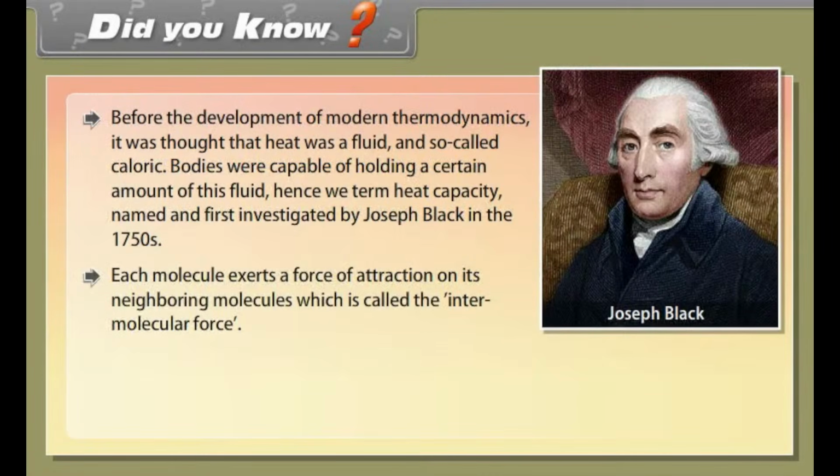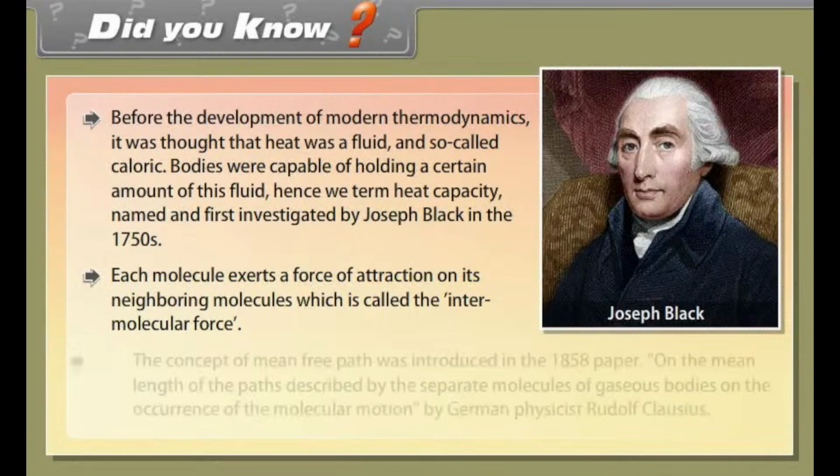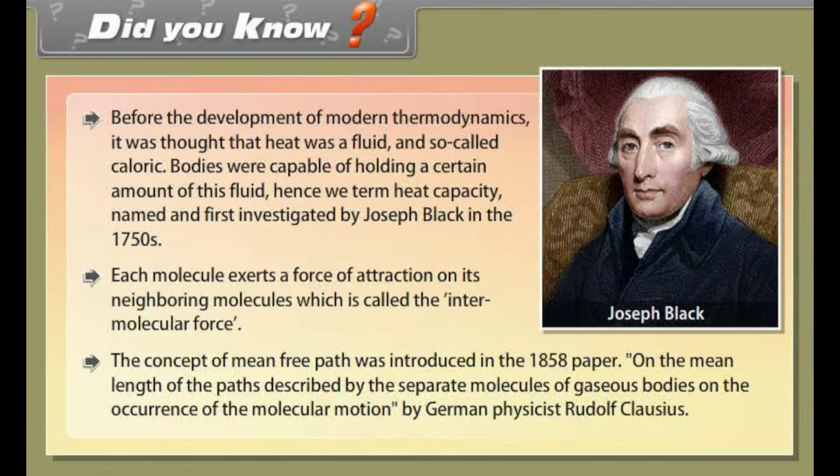Each molecule exerts a force of attraction on its neighboring molecules, which is called the intermolecular force. The concept of mean free path was introduced in an 1858 paper, On the Mean Length of the Paths Described by the Separate Molecules of Gaseous Bodies in the Occurrence of Molecular Motion, by German physicist Rudolf Clausius.